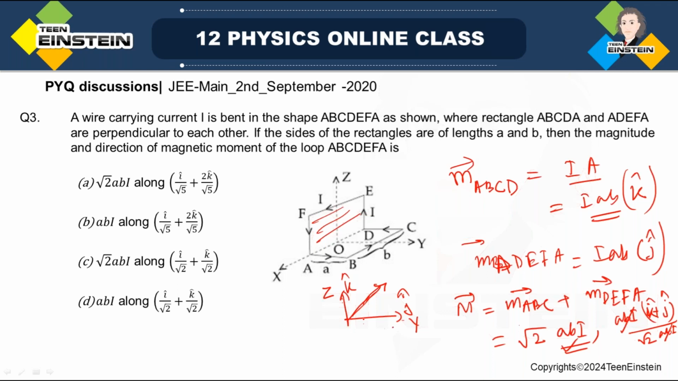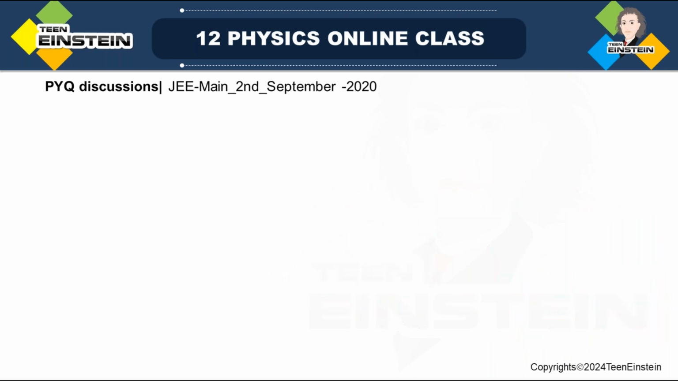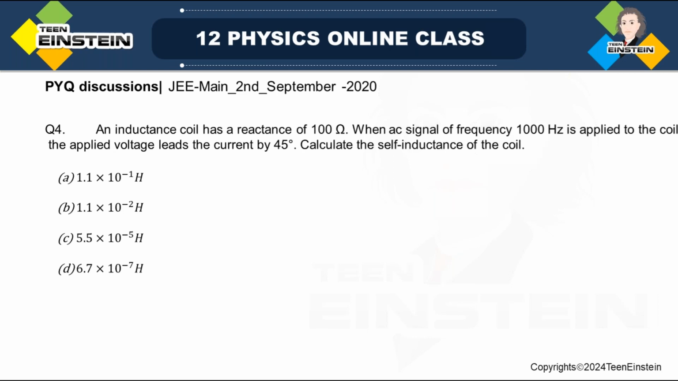I hope you guys have understood this. I had to find out both magnitude and direction, which is the reason I did this. Otherwise, with this itself you will get the vector quantity. Fine. Now we'll go to the next problem.